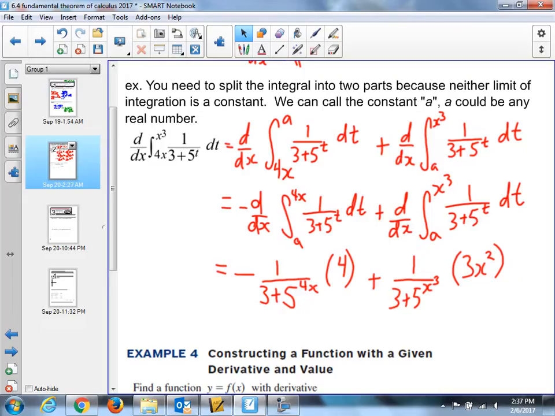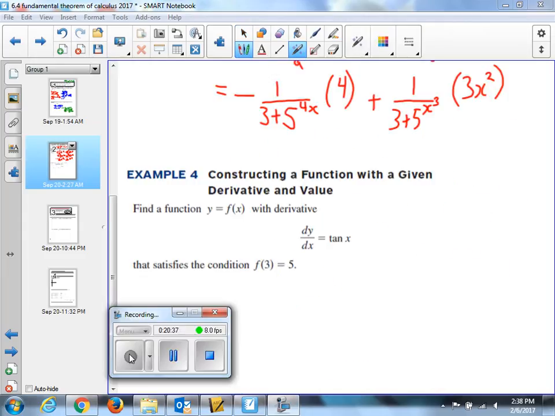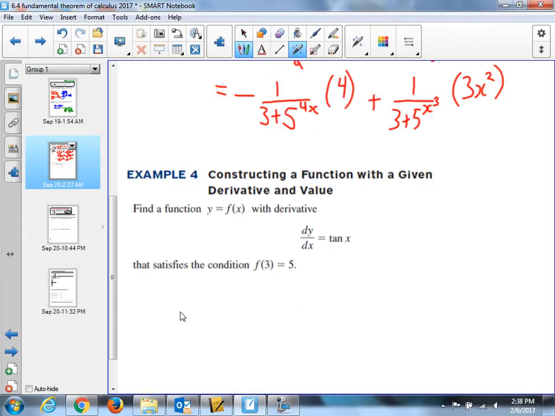Here, for example 5, this trick here. Constructing a function with a given derivative and value. Find a function, y, that's some function of x, with this derivative. So we know what the derivative is going to equal, tan of x. That's the answer. And it satisfies this condition. When I plug 3 in, it's going to give me 5.